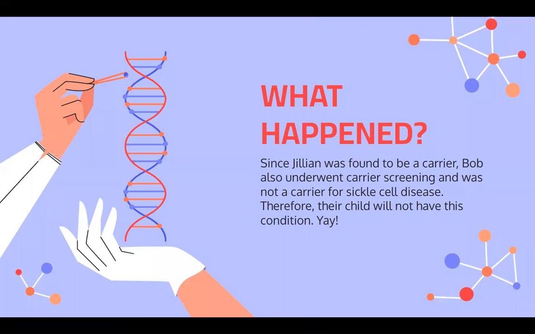And so what happened from here? So basically, since Jillian was found to be a carrier, Bob also underwent carrier screening himself and was found to not be a carrier for sickle cell disease. Therefore, like we saw in that previous slide, their child will not have this condition, which is super exciting to hear.